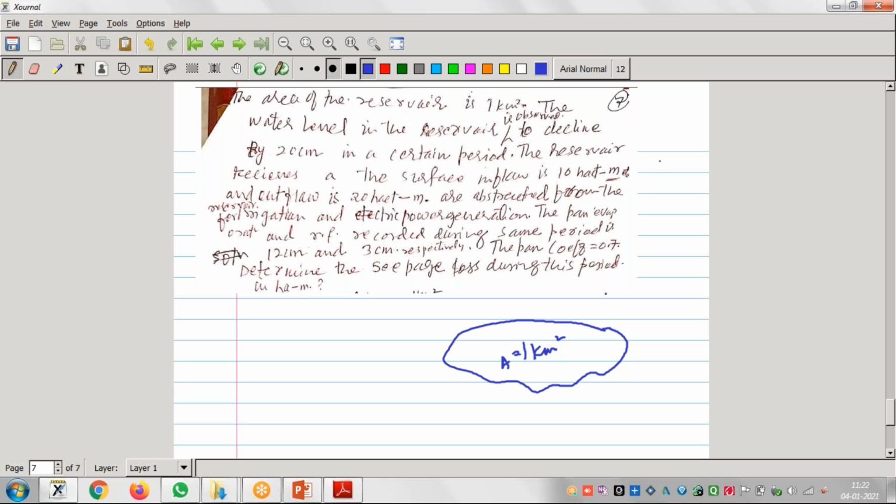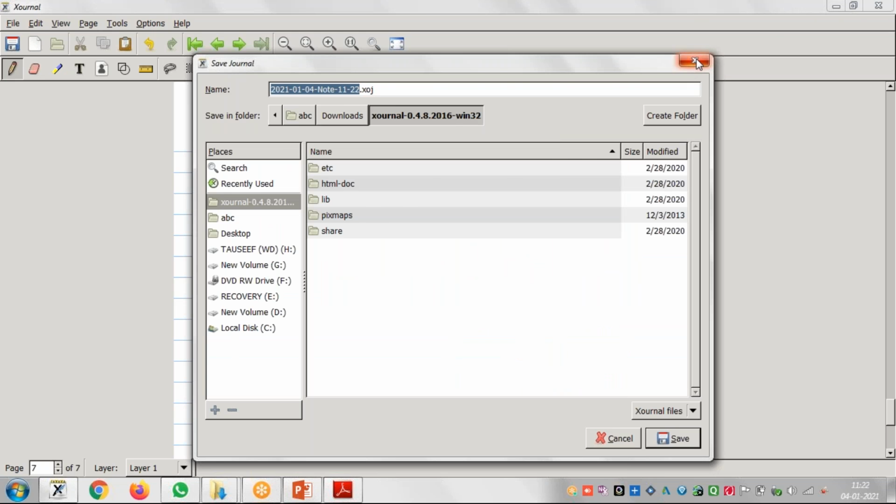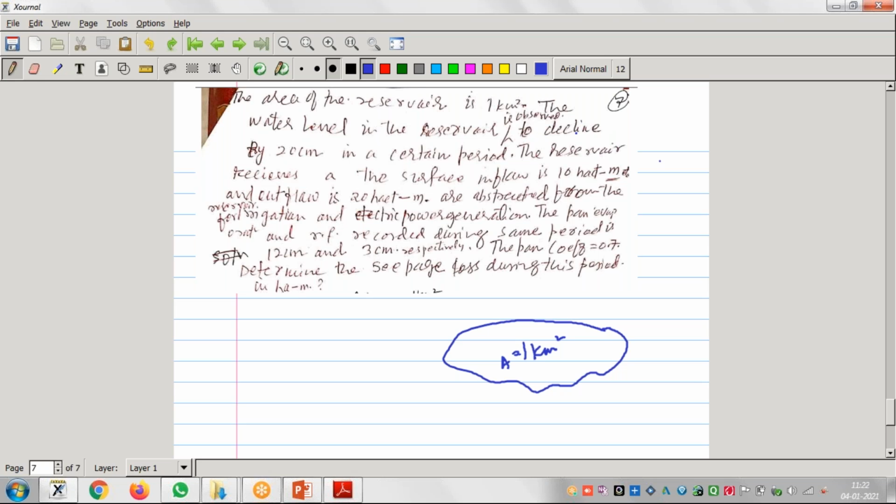The water level in the reservoir is observed to decline by 20 centimeter. Means there is a water body filled with water, and what it is saying is that the reservoir declined by 20 centimeter. Suppose I don't know the total depth. This 20 centimeter decline is by evaporation.